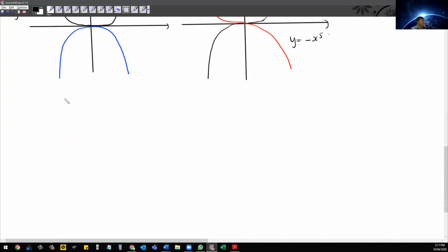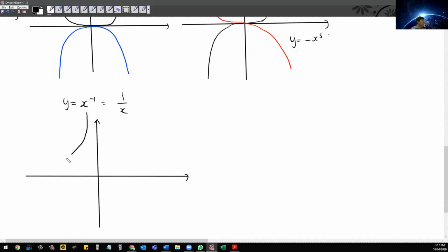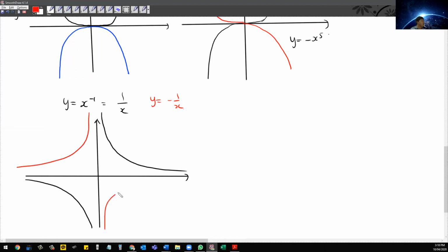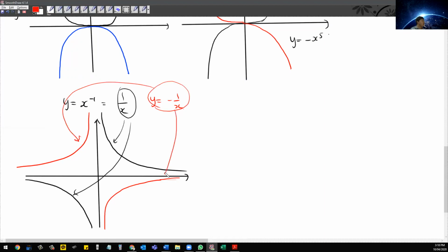Now, how do we draw y equals x to the power of negative 1? That's the same as 1 over x, isn't it? So it's a hyperbolic function. It actually looks like this and this over here. So that's y equals 1 over x. And if you have y equals negative 1 over x, it's just the other way around. It's on this side and this side. So this one over here includes both this one and this one, okay? And that one here includes that one and that one. Have you seen those graphs before? Okay, that's very good.